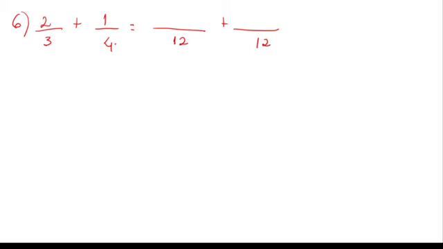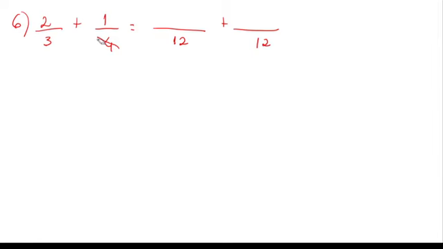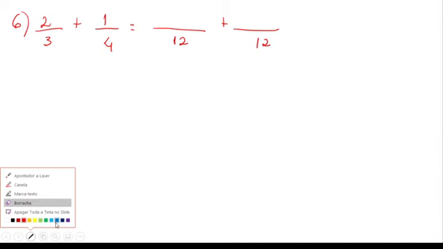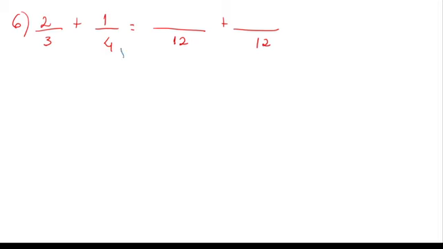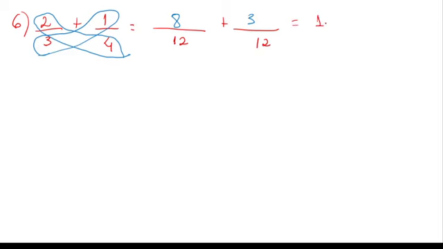And then I'm going to multiply, like a butterfly way, we say. We make like a crisscross here. Going to make 2 times 4 and 1 times 3. So 2 times 4 is 8, and 3 times 1 is 3. And then I'm going to add 8 plus 3 is 11 over 12.